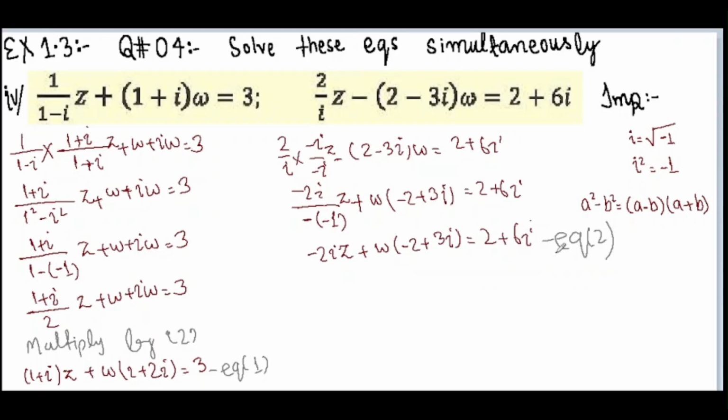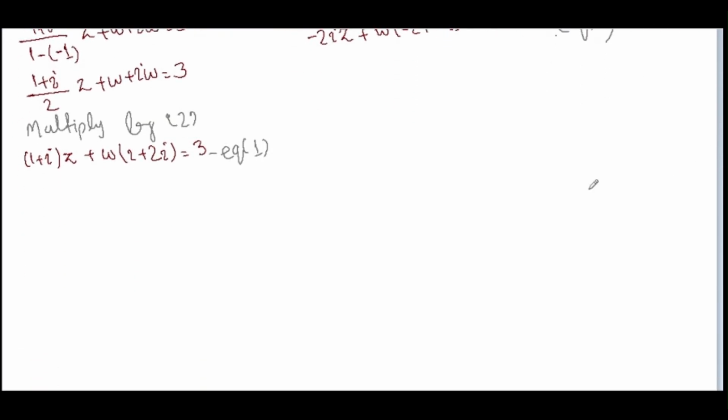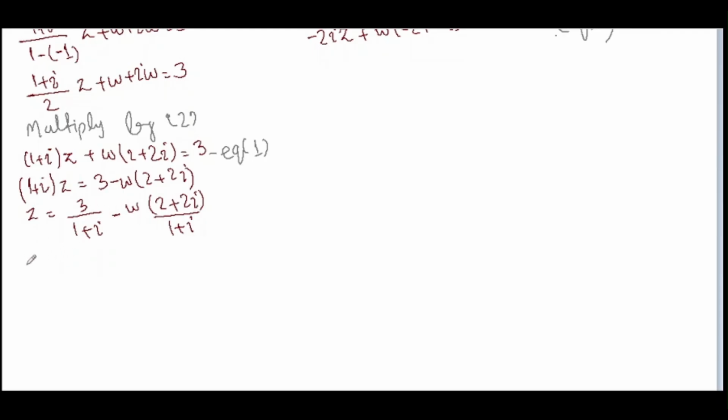Now from equation number 1 we are going to find the value of z. Here it is: (1 + i) z = 3 - w(2 + 2i). Now z = 3/(1 + i) - w(2 + 2i)/(1 + i). Now we are going to rationalize both these fractions.